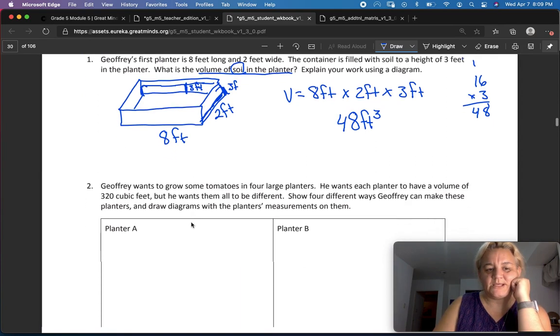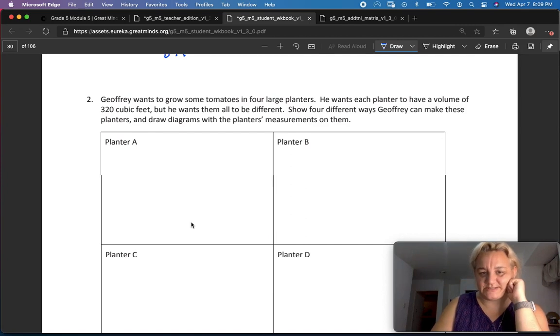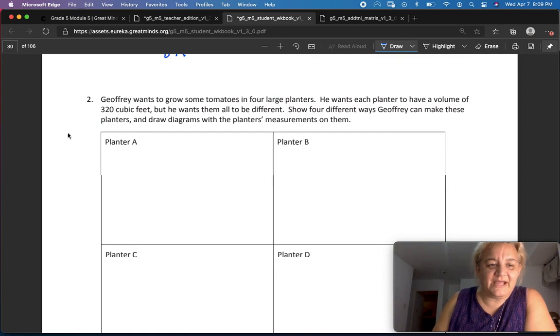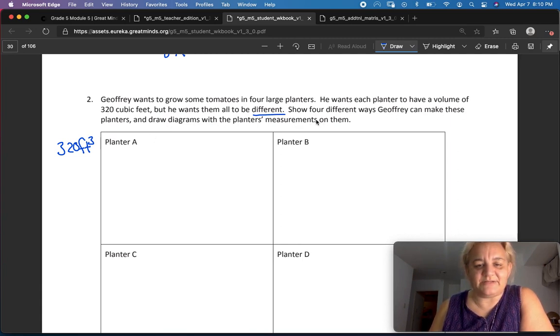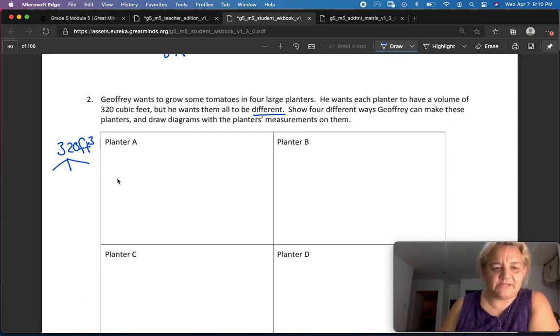Jeffrey wants to grow some tomatoes in 4 large planters. He wants each planter to have a volume of 320 cubic feet, okay? But he wants them all to be different. Show 4 different ways Jeffrey can make these planters and draw diagrams of the planters' measurements on them. So we need to break that into height, width, and length. Let's see how we could do that.